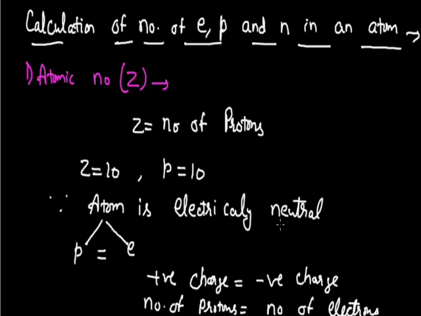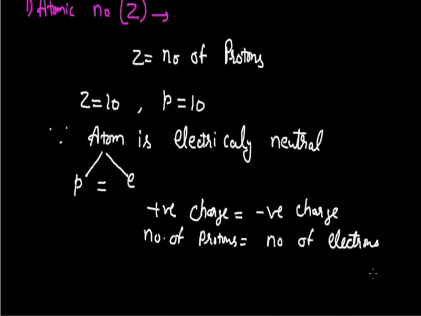Now, since we know that the atom is electrically neutral, we can say that the atom has the same number of protons as the number of electrons. So, we can use this atomic number to calculate the number of electrons also. As in the initial example, the atomic number is 10, and with the help of this atomic number, we can find the number of protons, that is 10. Since in an atom the number of protons is equal to the number of electrons, we can also say that this atom will contain a total of 10 electrons. So that is how we can calculate the number of protons and electrons with the help of the definition of atomic number.